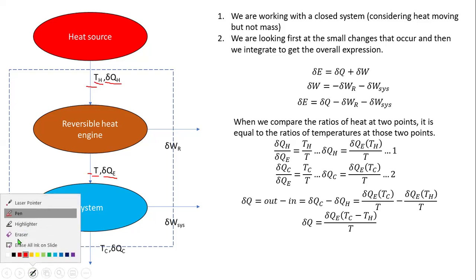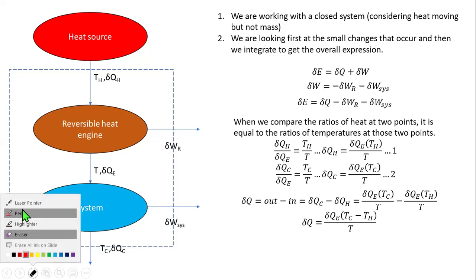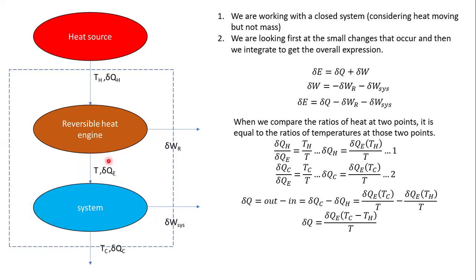Or I can decide that I'm going to compare maybe the heat coming from the engine and then what is coming out of the system. So maybe I'm going to compare the heat here to the heat here. So I can say that del QC over del QE will be equal to my TC over my T. So if I just compare the heat at 2 points, it should be equal to the comparison of the temperatures between those 2 points as well. So that's what we have for equation 1 and 2. And we just made del QH and del QC the subjects, right? So del QH over del QE is TH over T. Del QC over del QE is TC over T.